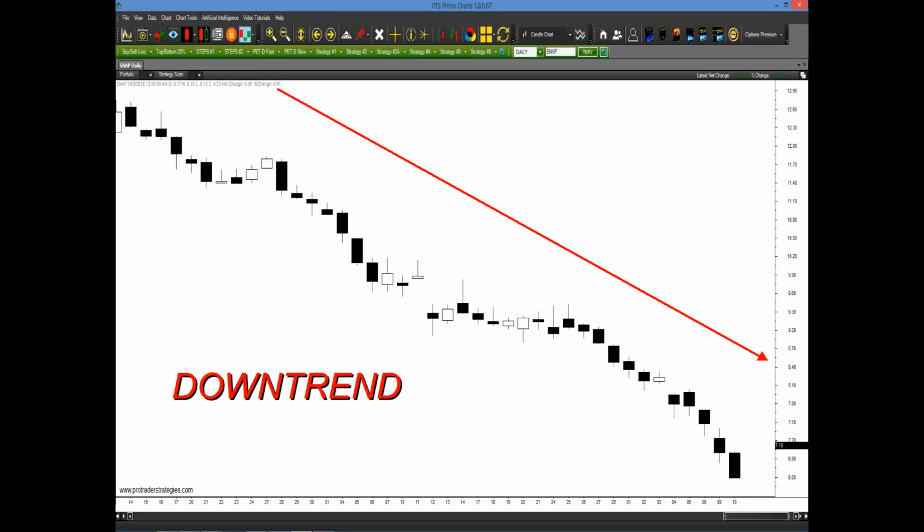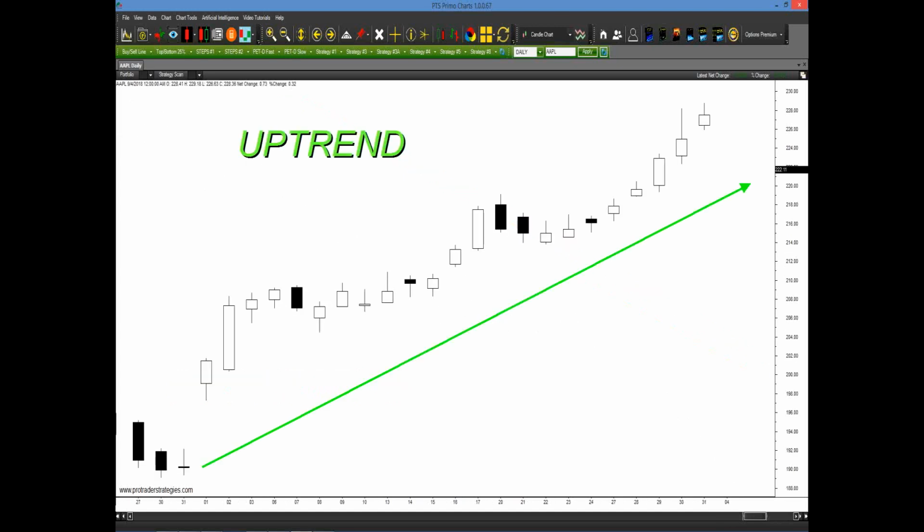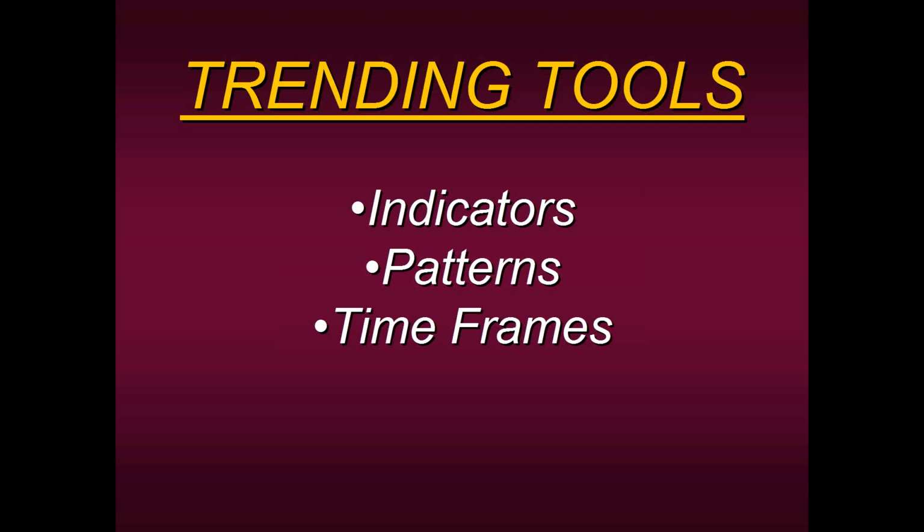Let me show you what I mean here. Here's a real strong downtrend. The same thing works with a real strong uptrend. What you want to do is find the candlestick patterns in sync with those trends. Now, there are a number of ways in which you can start doing this today. These are the generic ways in which to discern what the trend is.